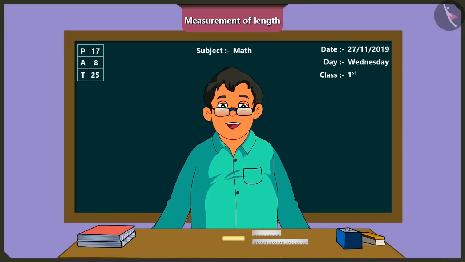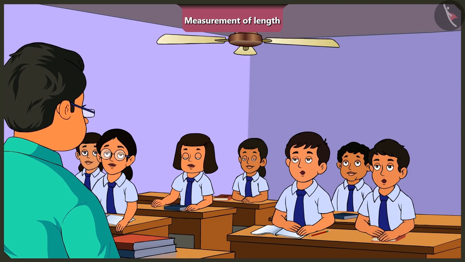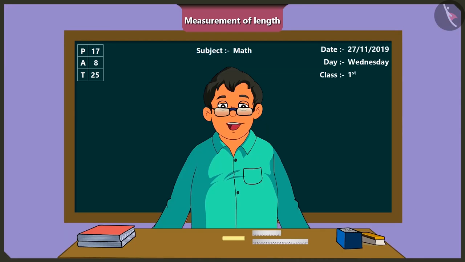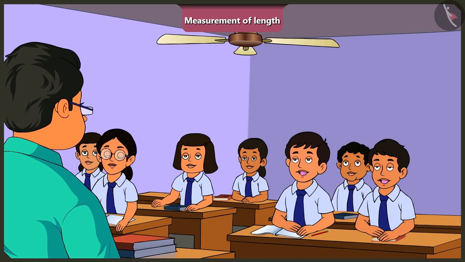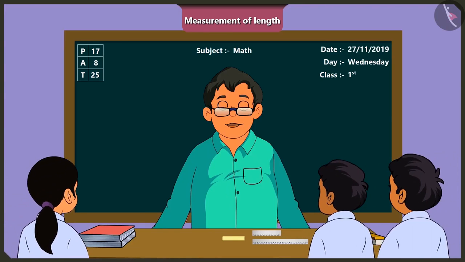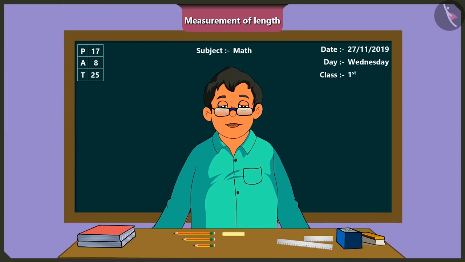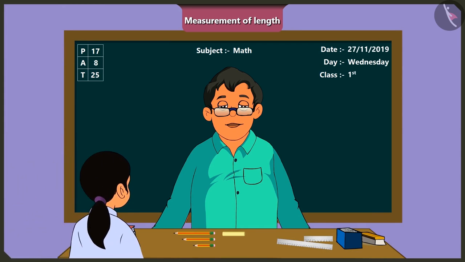Children, did you understand? Yes, sir. Now let's do an activity. Mintu, Chotu and Golu, give me your pencils. Come on. Yes, sir. Here they are. Mintu, come here. Measure these three pencils with your fingers.